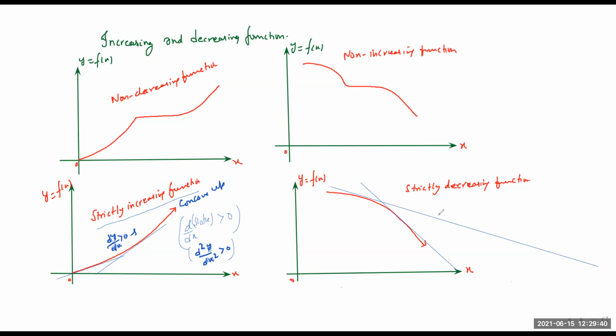Now you can look at this here. The first derivative is negative and the second derivative is also negative. Can you see that? If both are negative, then we say that this is concave down.